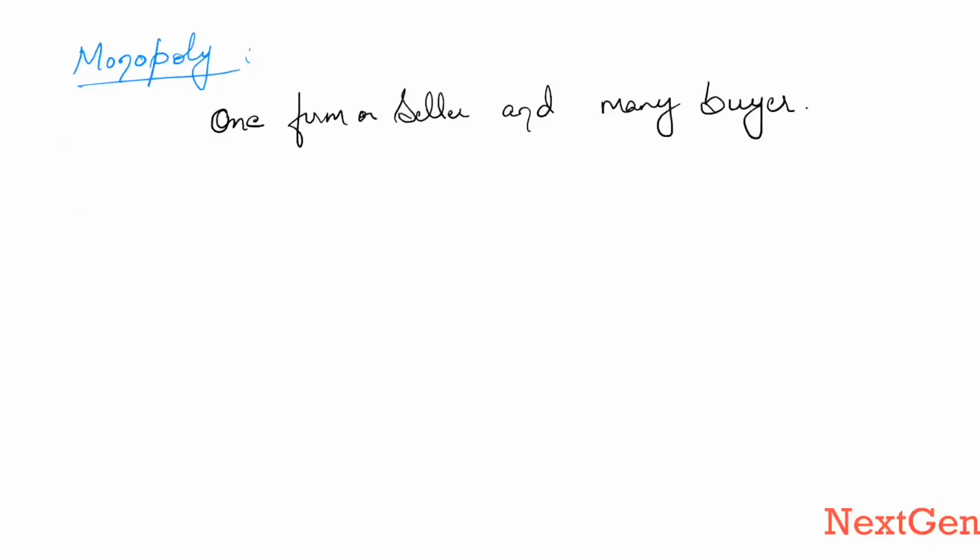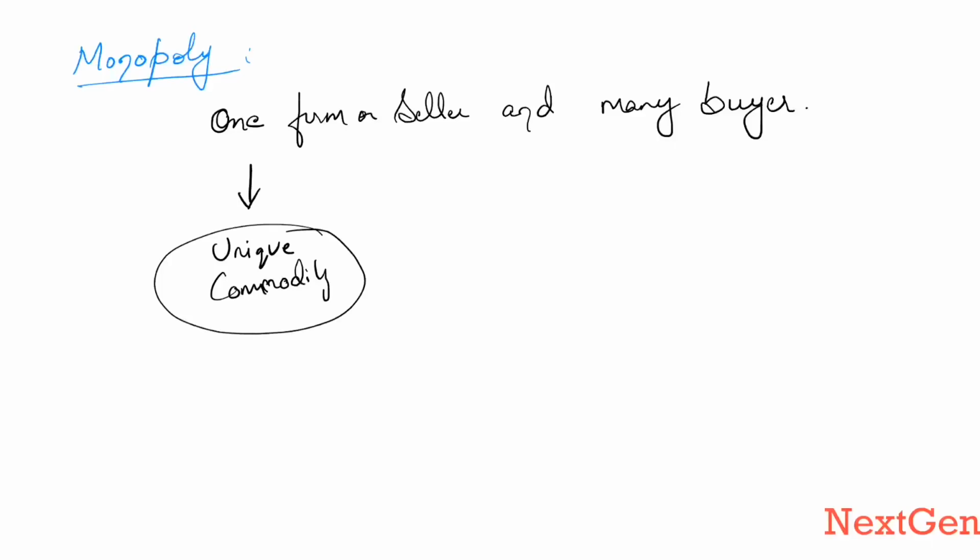Now, what is monopoly? In a monopoly market, there is only one firm or seller and many buyers, and the commodity produced by this firm is unique and no other firm produces a commodity like this type, that is, there is no substitute for this commodity.